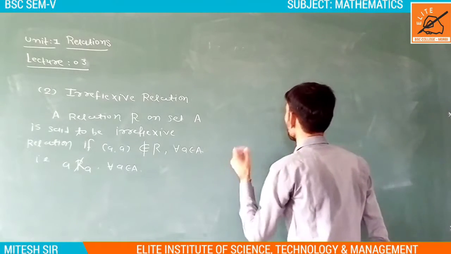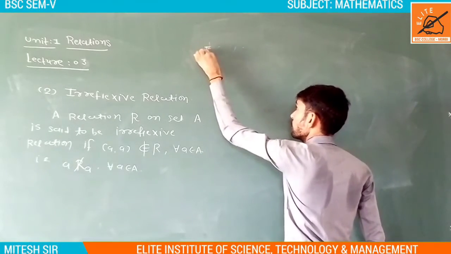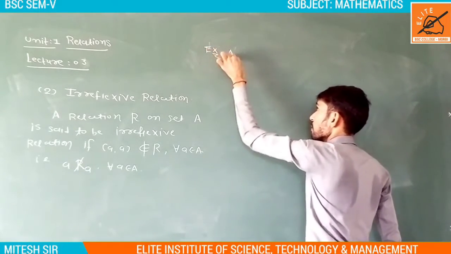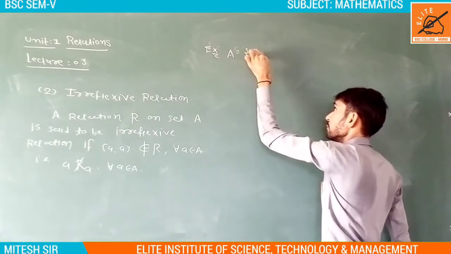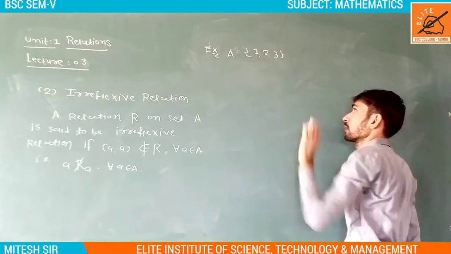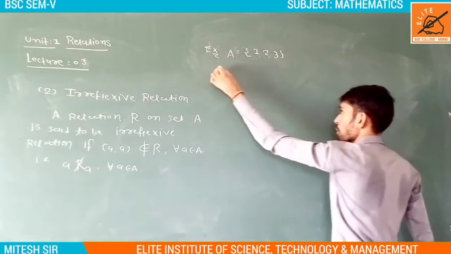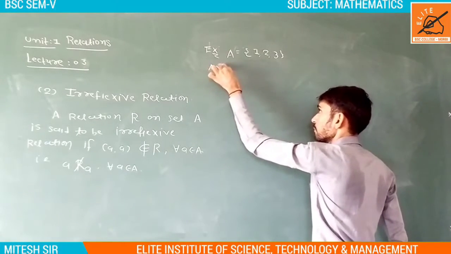So now we see related examples. Here we define the Cartesian product on the set itself.